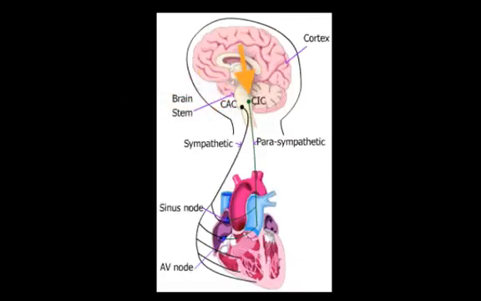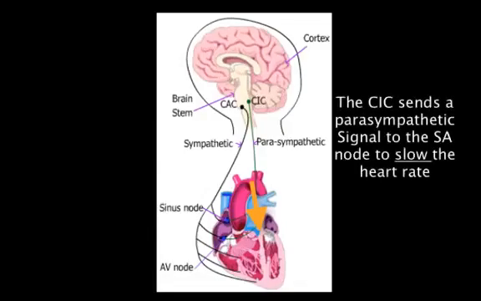A subdivision known as the cardiac inhibitory center can send an impulse along the vagus nerve. That's a parasympathetic pathway that, at the SA node, releases acetylcholine, a neurotransmitter that decreases the rate of the SA and AV impulses. This slows the heart rate, as a parasympathetic impulse should.